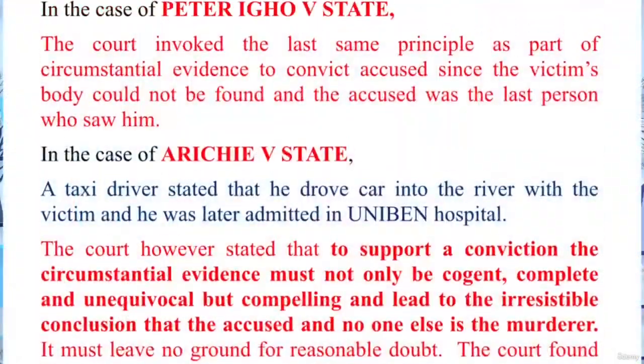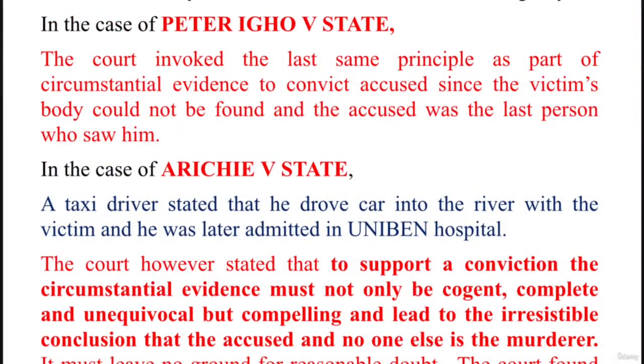When they got to Edo, they never saw him again, and then they arrested him and said, can you please give us a cogent explanation as to the whereabouts of this person? And he could not give any, and then they convicted him for murder. And then people will be asking the question, but there is no proof that he killed. However, there is no explanation as to his whereabouts. So when you are talking about circumstantial evidence, as we can also see in the case of IGHO and the state and ARICHIE and the state, there must be cogent and complete and unequivocal and compelling evidence.